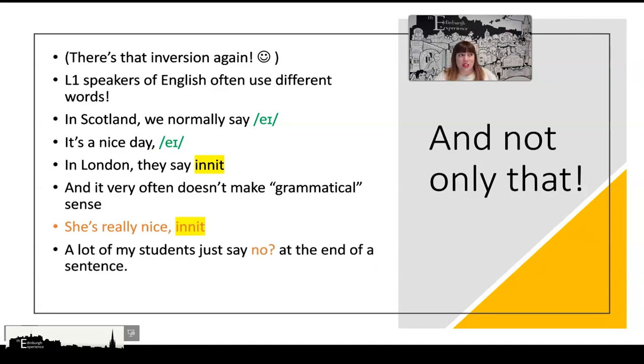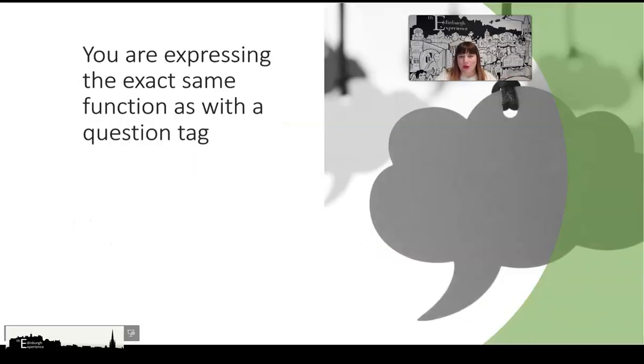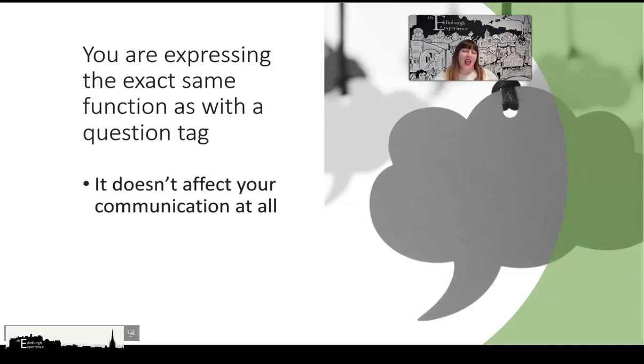And a lot of my students just say "no" at the end of a sentence. And that's great. Why not? You're using the exact same structure and the same functions of that, yeah? Like you would if you use that complicated auxiliary, negative, positive thing that we have to do with question tags. You're expressing the exact same function, okay? You're saying "no" at the end to confirm or check something, that doesn't affect your communication at all. People completely understand what you're talking about.